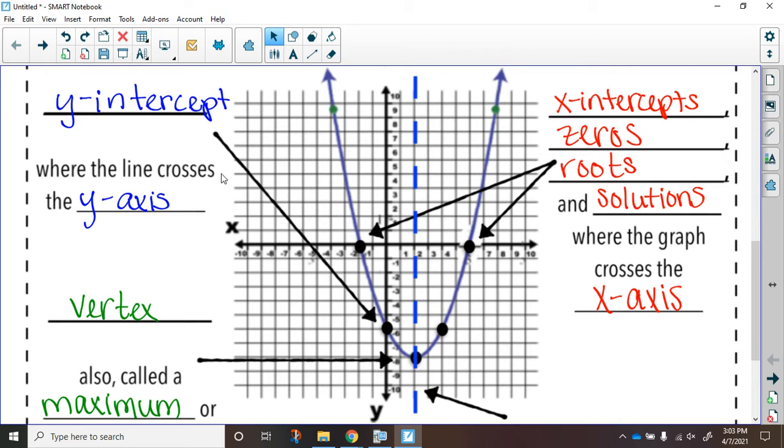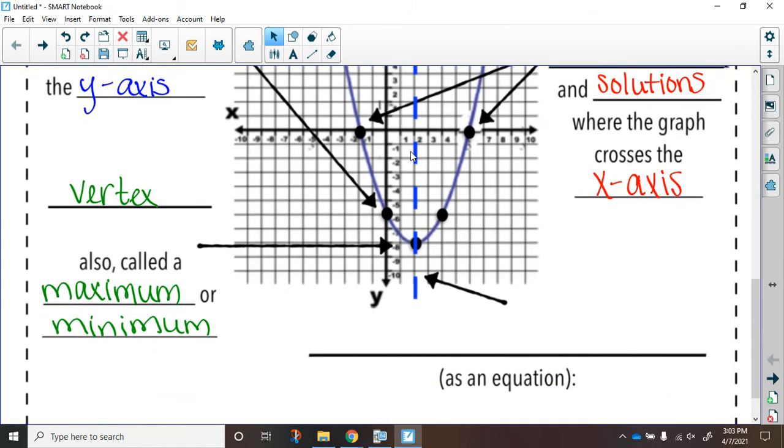And lastly, that invisible line that cuts our graph in half, that is called our axis of symmetry. And we can see this written as an equation for this graph. Our axis of symmetry is at x equals 2. So that would be all of the key features for this graph.